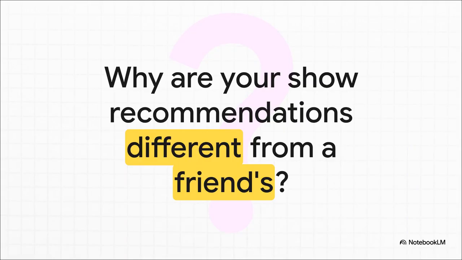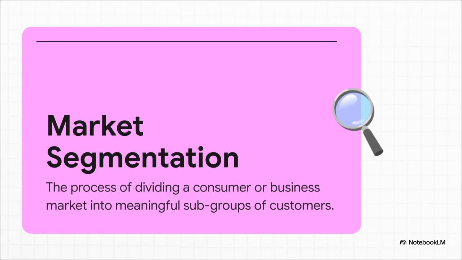You ever do this? You pull up a streaming service next to a friend, and your home pages look like they're from different planets. They get the dark, gritty crime dramas, and you get the cheerful, quirky baking shows. That's not random. Oh no, that is a very, very calculated strategy at work. And that strategy is called market segmentation.